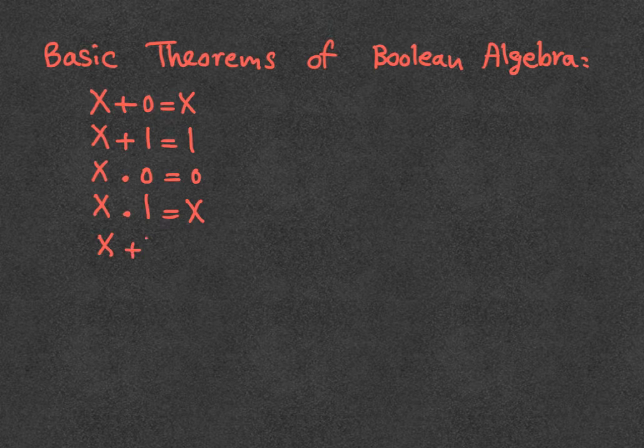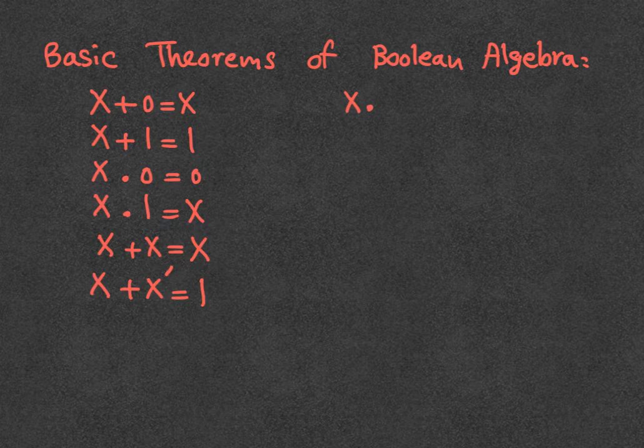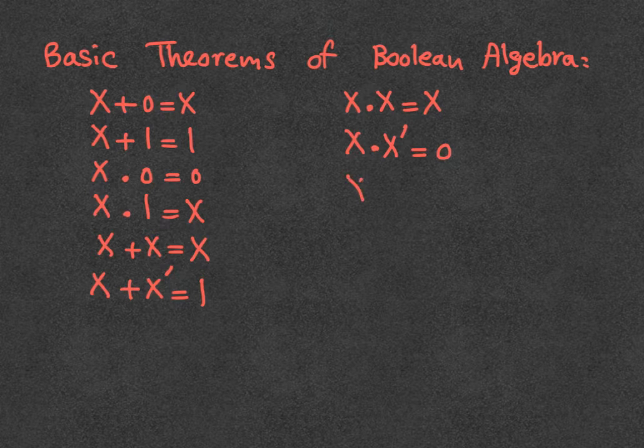x OR x by itself is going to give you x. x OR x prime, which is the NOT function, is going to give you 1. Then x AND x is going to give you x. Then what else? x AND x prime, which is the NOT function of x, is going to give you 0. And if you have x prime prime, you get another NOT function. It gives you the original x.